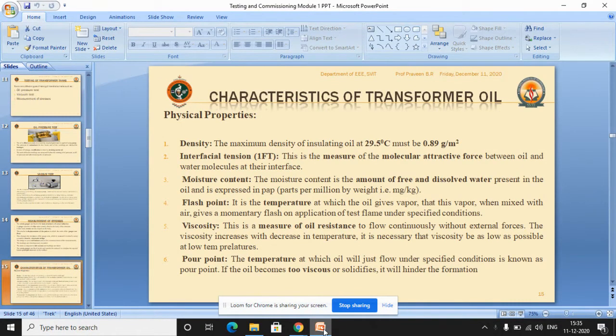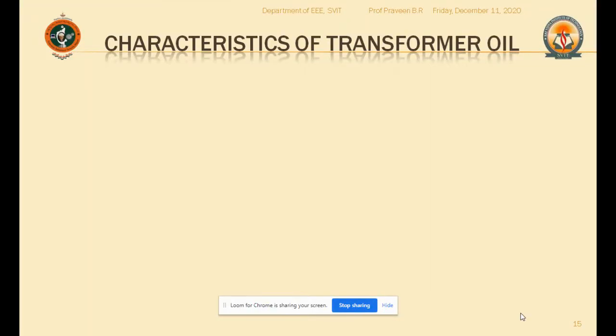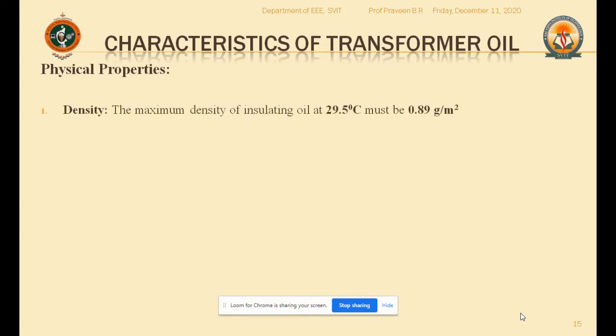So in today's session, we are going to study what are the characteristics of transformer oil and what are the qualities of a good transformer oil. So let us proceed with the characteristics of the transformer oil. There are three properties of the transformer oil, such as physical property, chemical property, and electrical property. So first let us see what are the characteristics of the physical properties of a transformer oil.